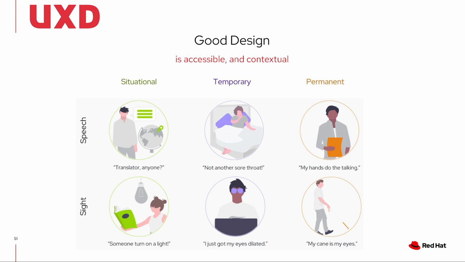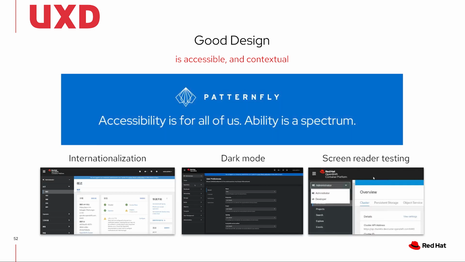Accessibility is something that we all use eventually. It's not really a matter of if we need those features and capabilities, it's more so a matter of when. And so to that end, one of the major contributions we made to Red Hat and the community at large in the open source community is PatternFly, our design system, with major focus on accessibility sort of built in, acknowledging that ability is a spectrum and accessibility is for all of us.